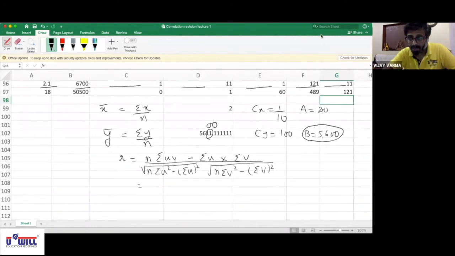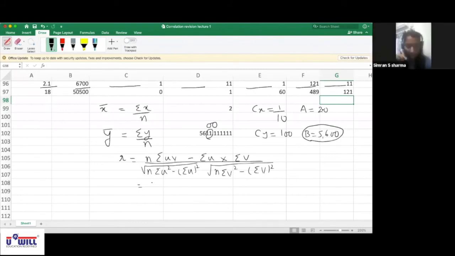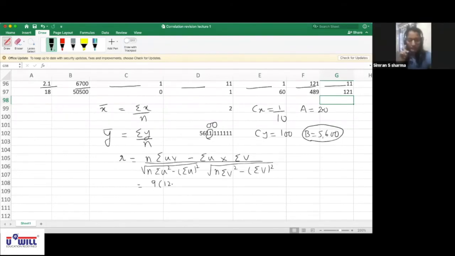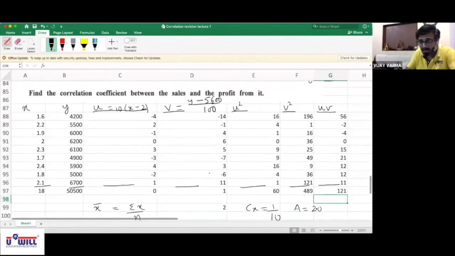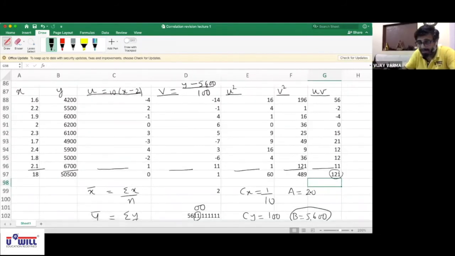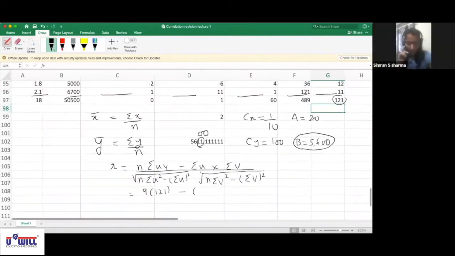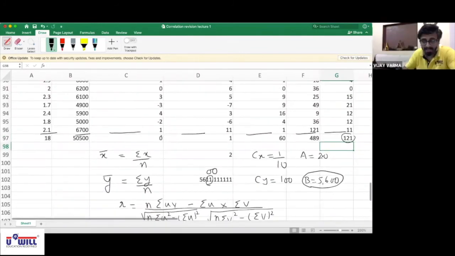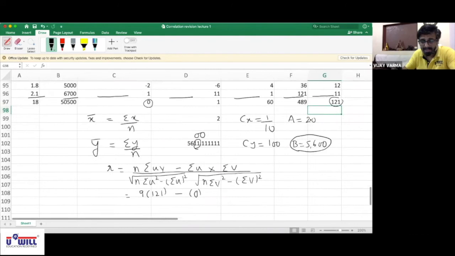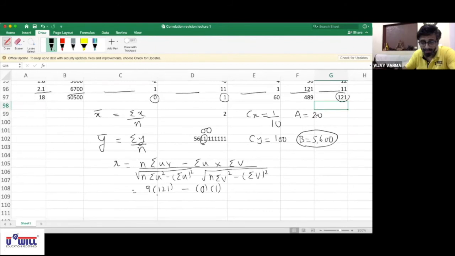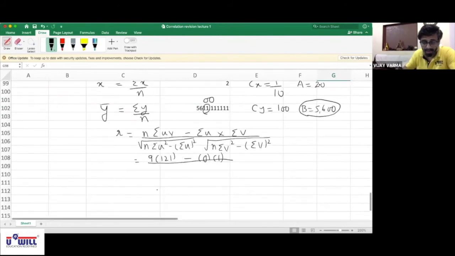Simran Sharma, unmute yourself. Now tell me what is n. n is 9. Very good. Sigma uv is 121. All of you can see we obtained sigma uv as 121. Further, minus sigma u, and sigma u is 0, as we obtained. Then sigma v is 1. Upon, under root n is 9.